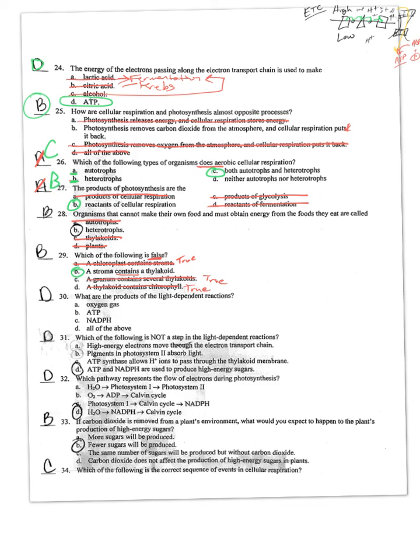What are the products of the light-dependent reactions, right? So light-dependent reactions, what would be the products of that? It's not going to be glucose, right? Because that's the product of the Calvin cycle. So obviously we know that photosystem 2 makes oxygen gas right away. So we know that that's definitely one. NADPH is definitely one. And ATP is one.